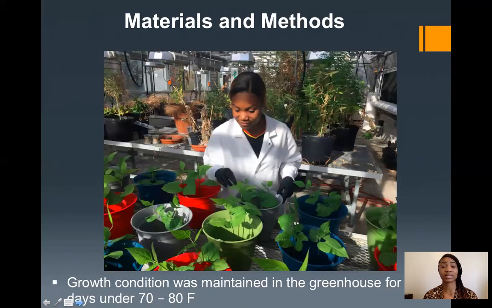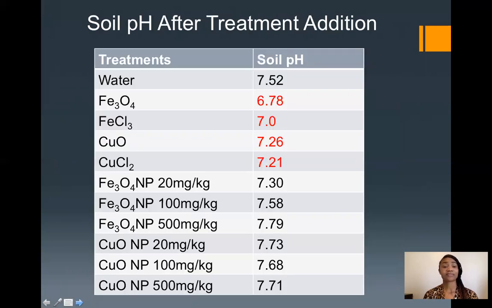Growth conditions were maintained in the greenhouse for 30 days at 70 to 80 degrees Fahrenheit. After the addition of treatments, soil pH was measured, and we see from this table that the soluble metal treatments significantly reduced the soil pH compared to the nanoparticle treatments and the water control.